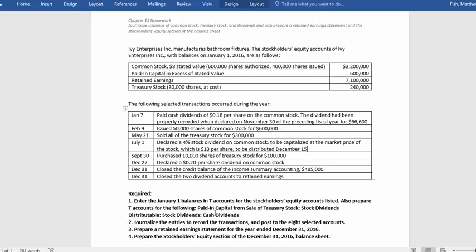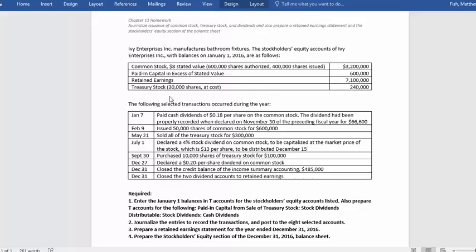Fairly simple. And so now we're going to walk through each one of these journal entries for each of these transactions, and this will be fairly time consuming. I'm probably not going to be flipping back and forth here. You can do that as you watch the video. I'm just trying to save a little bit of time.